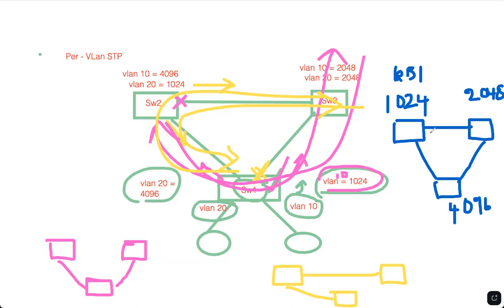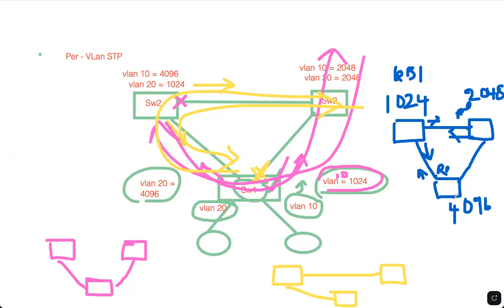Yes. So this port will be in the forwarding state and this port will be in the forwarding state. Now, the port which is the closest to the root bridge is called the root port. This one is the root port, which is in the forwarding state. And this is the root port, which is in the forwarding state. Correct? Do you agree? Yes, sir.